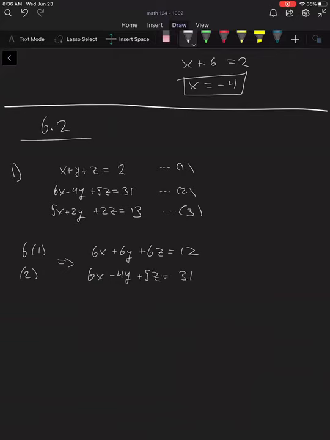So now let's just subtract these two equations. The 6's go away, we have 6x minus 6x. Then we have 6y minus a negative 4y, so 10y. 6z minus 5z is just z. 12 minus 31 was, is that 11? No, 20. So what's 31 minus 10? That's 21. So minus 19.